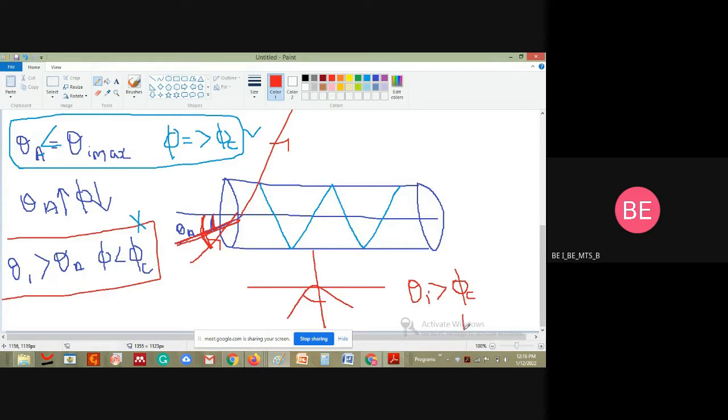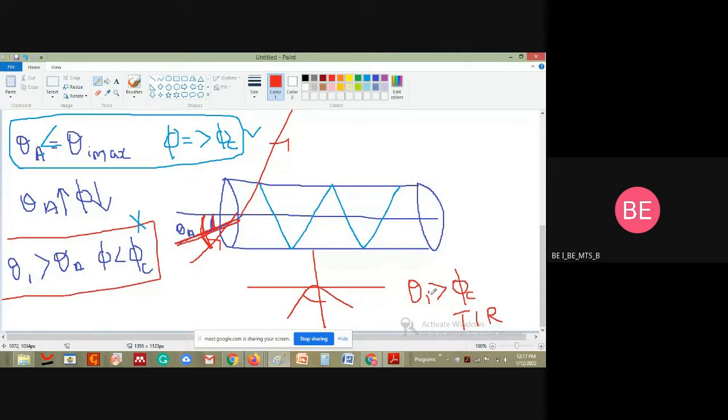Yes. If theta I is greater than theta c, what happens? Total internal reflection. That is the second condition for total internal reflection, right? If the angle of incidence is greater than the critical angle, total internal reflection will happen, right? So this is the definition for critical angle. Let me tell you once again the definition for critical angle. It is the angle of incidence above which total internal reflection happens, right? Theta c, sorry, phi c is the critical angle. Critical angle can be defined as the angle of incidence above which total internal reflection happens, right?